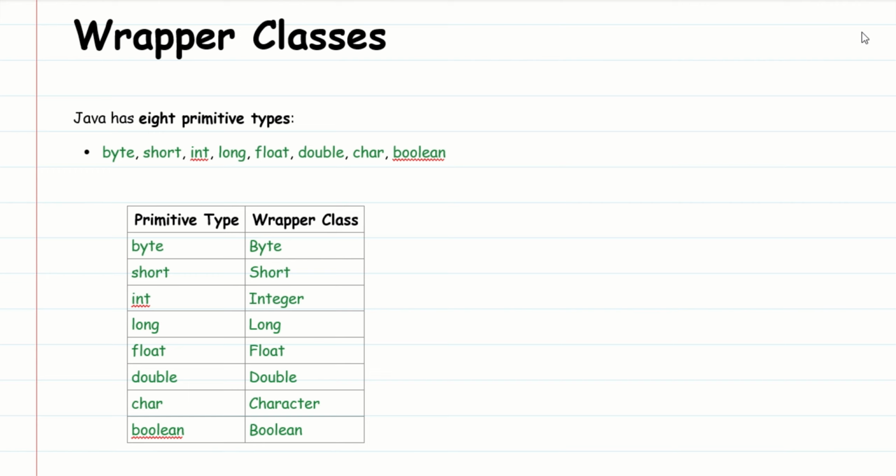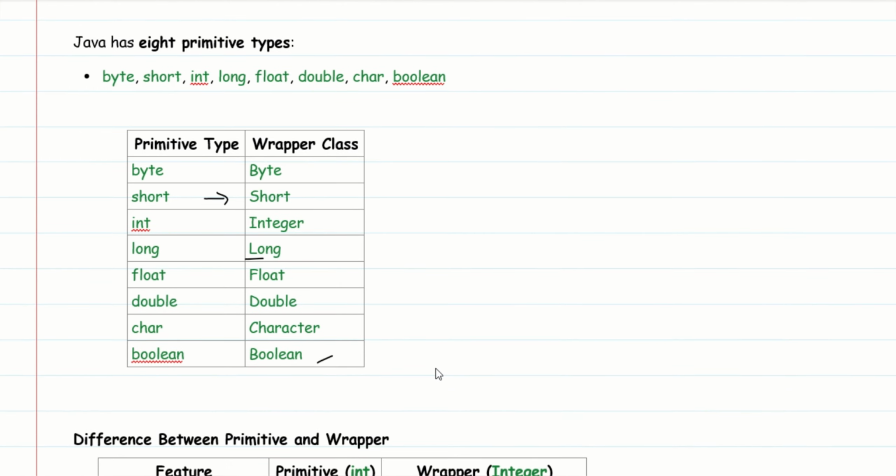We have eight primitive types in Java: byte, short, int, long, float, double, char, and boolean. We have respective wrapper classes for these. Here is the table. We have Byte for the byte primitive type, Short, Integer, Long, Float, Double, Character, and Boolean. So this is how a wrapper class is represented for primitive types.